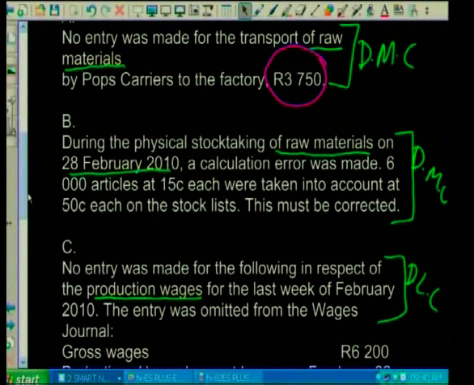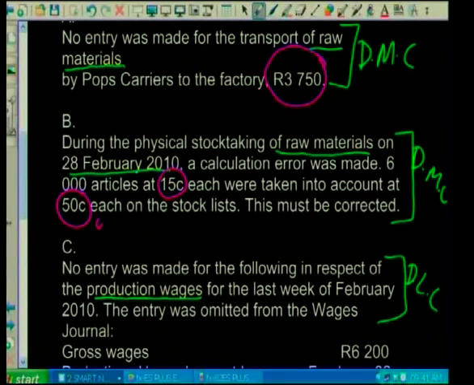Yeah, there we go. During the physical stock taking of raw materials on the 28th of Feb 2010, a calculation error was made. 6,000 articles at 15 cents each were taken into account at 50 cents each. So there's the error that was made. The stock was valued at 15 cents each, but instead of valuing it at 15 cents, we by mistake valued it at 50 cents. In other words, we overvalued our stock by a difference of 35 cents.